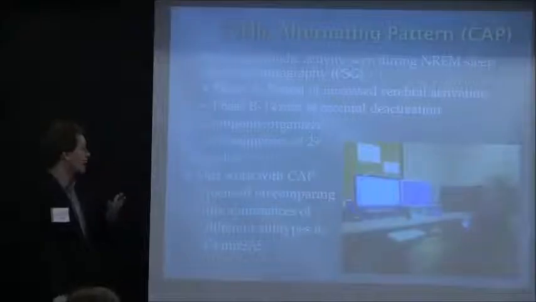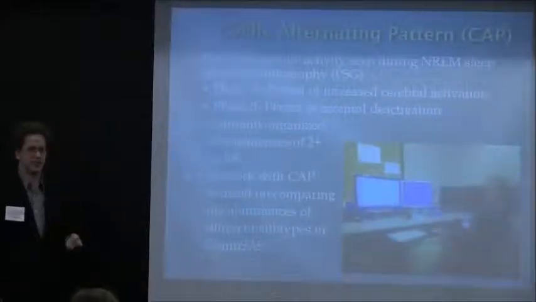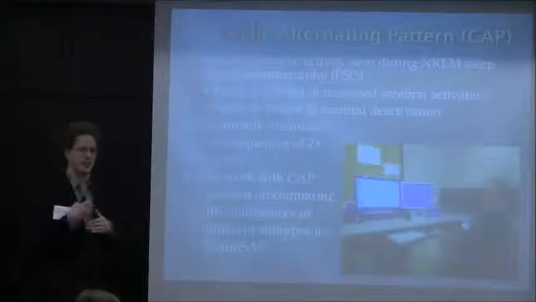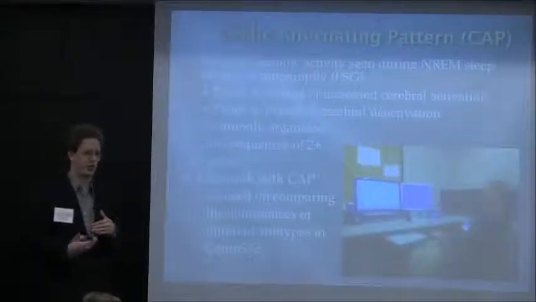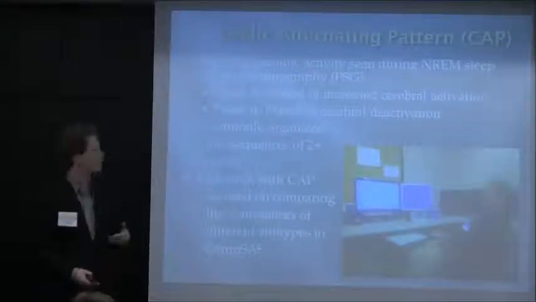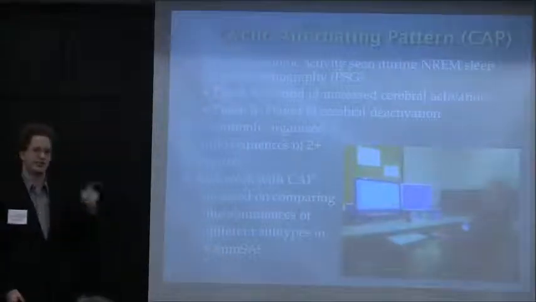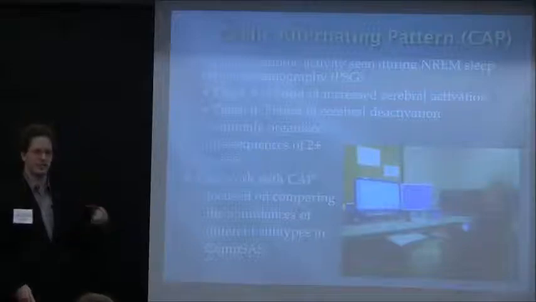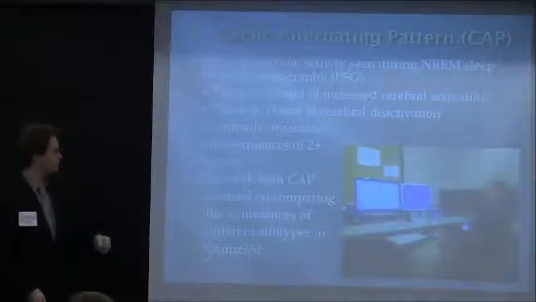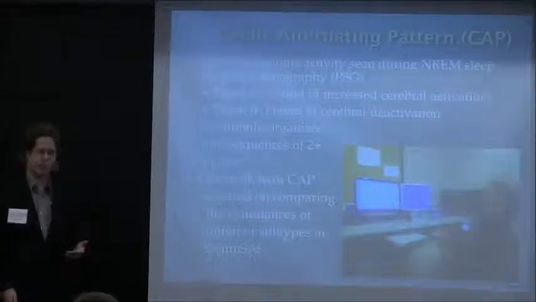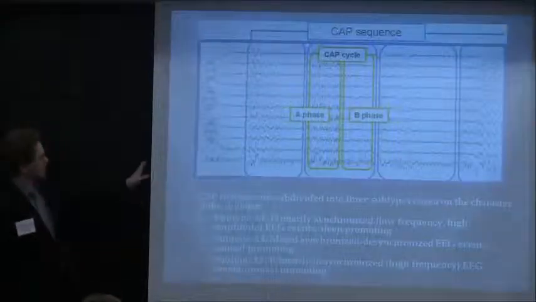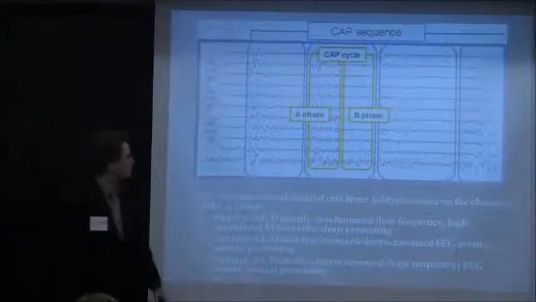Cyclic alternating pattern, CAP, is biphasic periodic activity that occurs during normal non-REM sleep. Phase A is a period of increased cerebral activation. Phase B is deactivation. Our work with CAP was primarily about comparing the abundances of different subtypes of CAP rhythms in patients with COMPSAS. This is a nice example sequence to give you an idea of what it looks like.